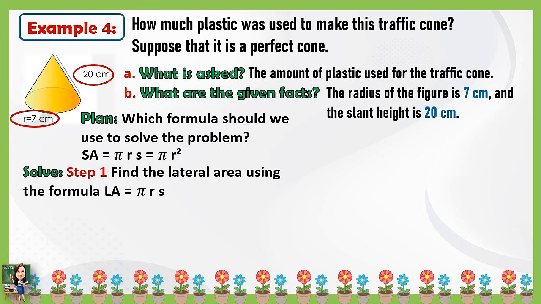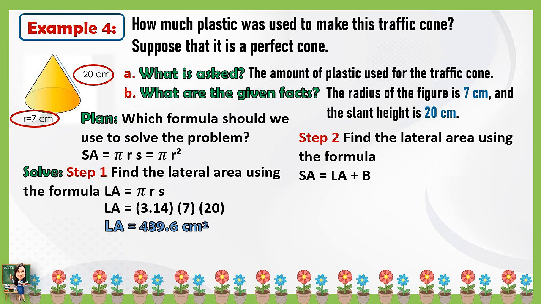Let's solve. Step 1, find the lateral area using the formula lateral area equals pi times radius times slant height. 3.14, which is the pi, times 7, which is the radius, times 20, which is the slant height. So, 3.14 times 7 times 20 equals 439.6 square centimeters. Step 2. Find the surface area using the formula surface area equals lateral area plus base, equals pi times radius times slant height plus pi times radius squared.